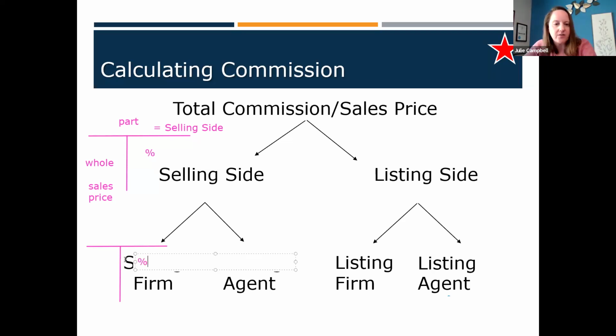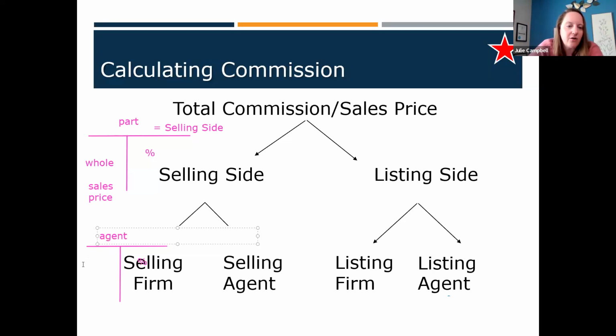Rate or percent always goes in the bottom right. But now that we have the selling side, we want to split it again between the selling agent and the selling firm. So it might be now that the new part is what the agent's going to get. The whole, now the selling side, is bigger than what the agent's getting. T-bar 101, the part over the whole. And each time you come down a tier, each time you come down a level, we have an opportunity to use a T-bar if it works for you.